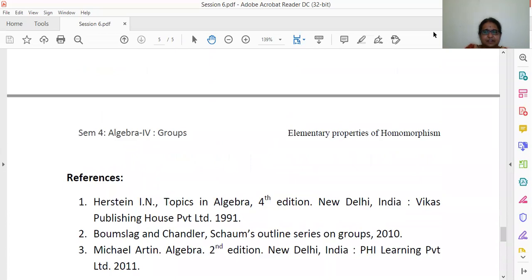So these are some references for further study. Here, these are some reference books.